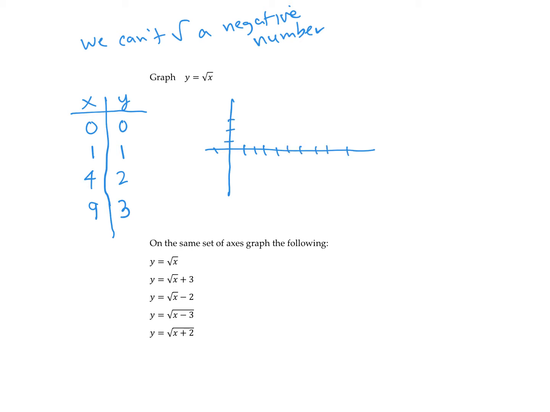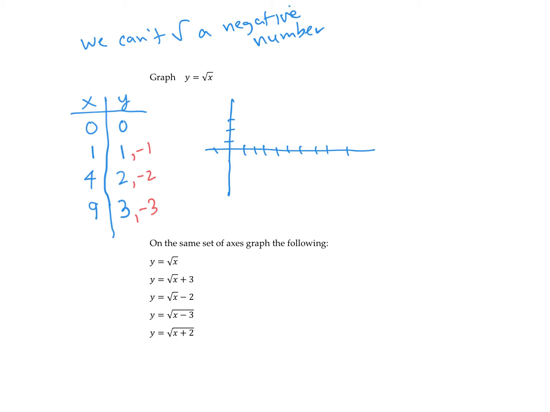Now, when you square root a number, we have talked about that you could have a negative value as well. So when I square root 1, I could have 1 or negative 1. When I square root 4, I could have 2 or negative 2. And when I square root 9, I could have 3 or negative 3.